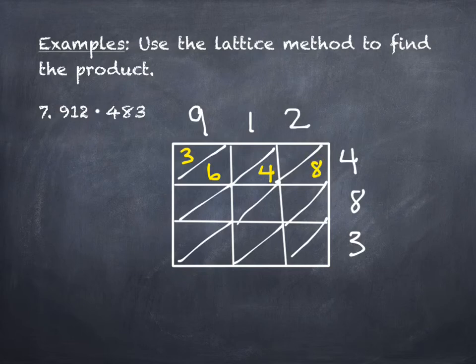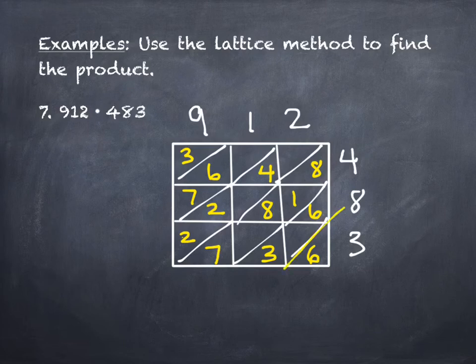9 times 8. You lost it. Did it come back? Good. 9 times 8, 72. 1 times 8. 2 times 8. All right, 9 times 3, 27. 1 times 3. 2 times 3. Awesome. All right. Next we're going to add and we'll be finished, right?